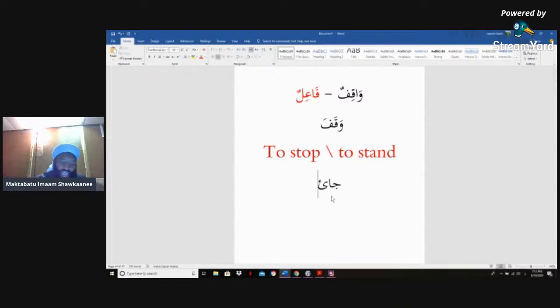Ja'i'un. Same shape. Fa'ilun. What did we learn about this shape? Aliyah, what did we learn about this shape? Fa'ilun. Ja'i'un is the ism fa'il. It's a fa'il, a what verb? That one has a hamza. So ja'a. Ja'a, ahsanti.